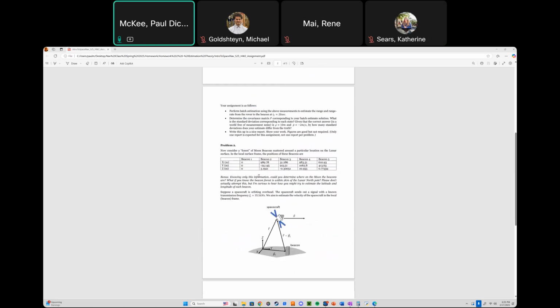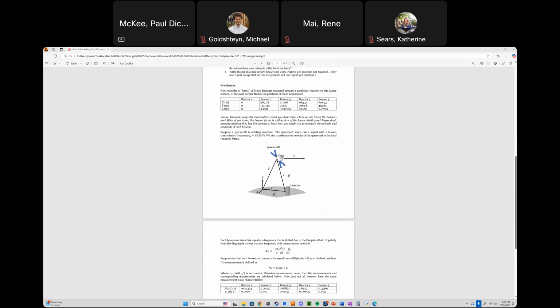Problem two is going to be kind of different. In problem two, we have a spacecraft that is in flight over a series of beacons on the surface of the moon, and they're each putting out some radio measurement. In this case, we're getting a Doppler measurement. So we're using that same Doppler measurement model that we just went over in class. And we're saying that this delta F is -2 transmission frequency over the speed of light, but this is a three-dimensional problem, not a one-dimensional problem.